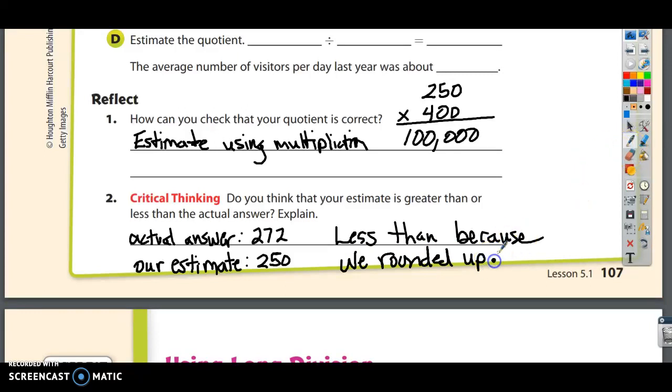Okay, we are done with page 107, using estimation to predict quotients. Now, when we go into page 108, we're actually going to be doing some long division.